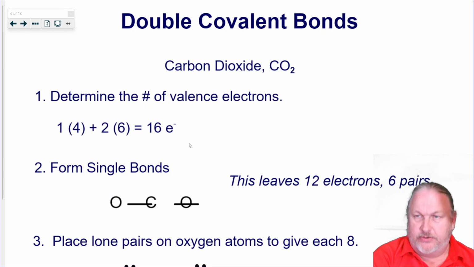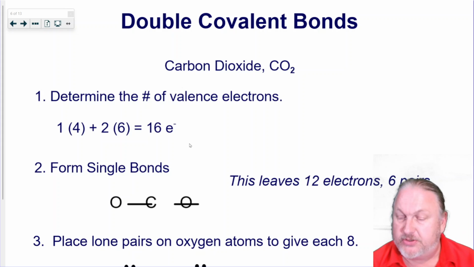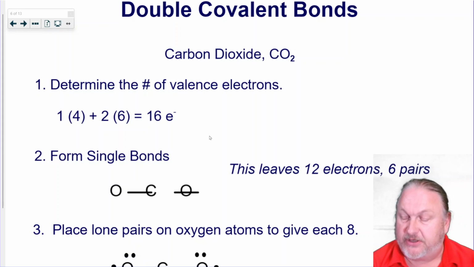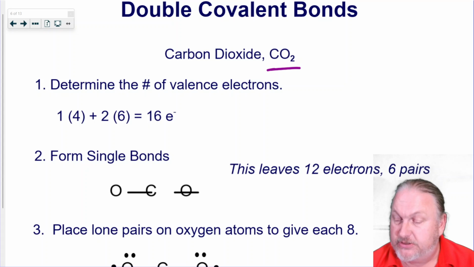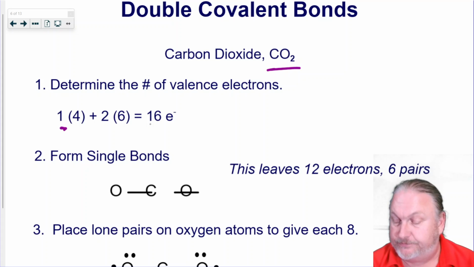Okay, so how do we do this? Once again, let's practice following our rules. First, determine the number of valence electrons. We're looking now at CO2, carbon dioxide. So we've got one carbon, and it's got 4 valence electrons. We've got 2 oxygens, and each has 6 valence electrons. So 2 times 6 is 12. 12 plus 4 is 16 electrons.